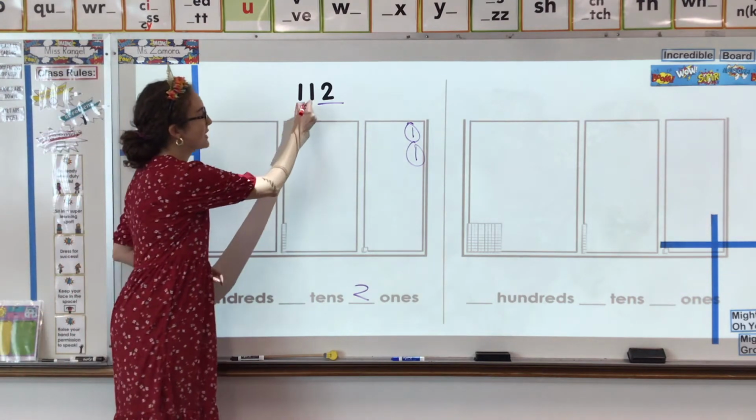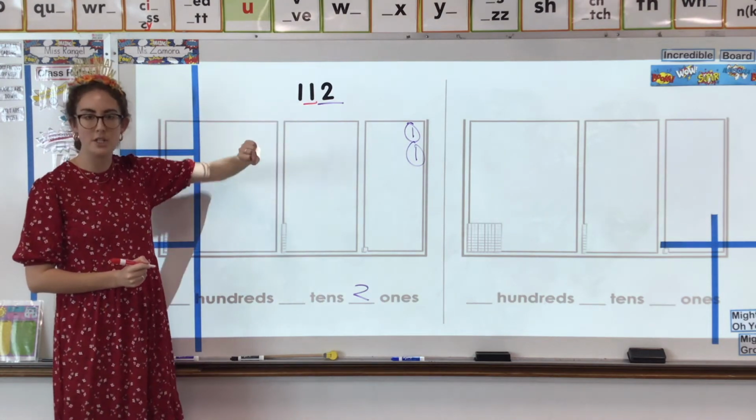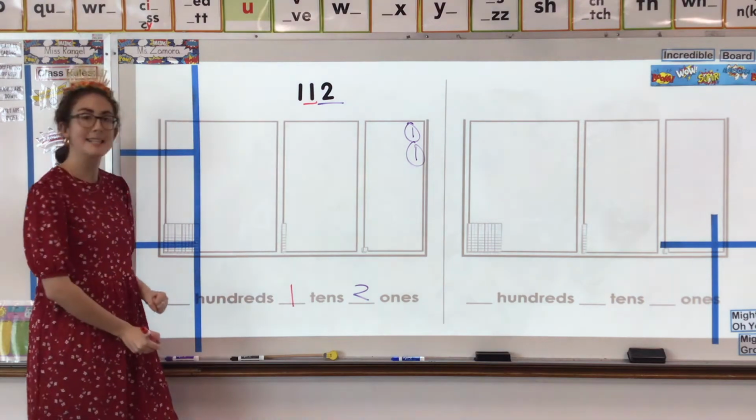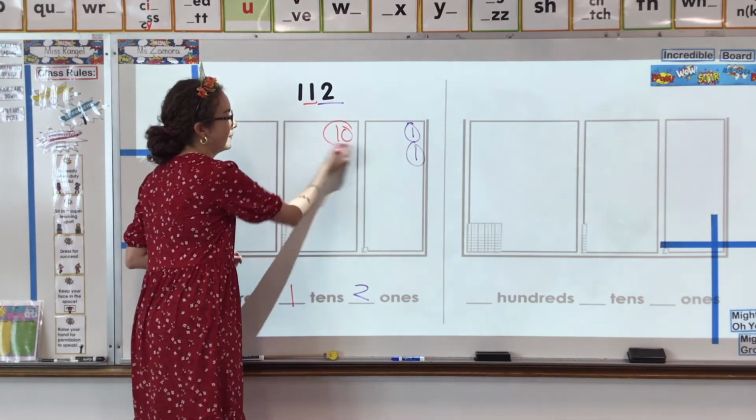1. There's just 1 ten. It's right in the middle of this 3-digit number. There's 1 ten. So let's go ahead. Can we draw that? Just 1 ten.